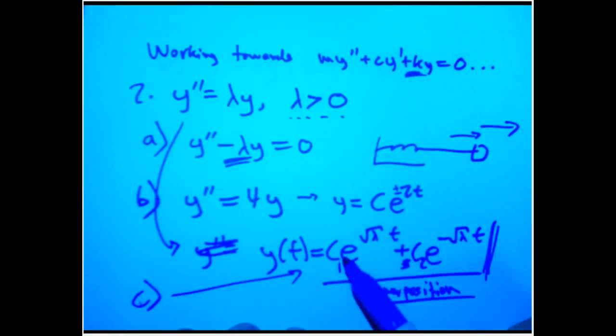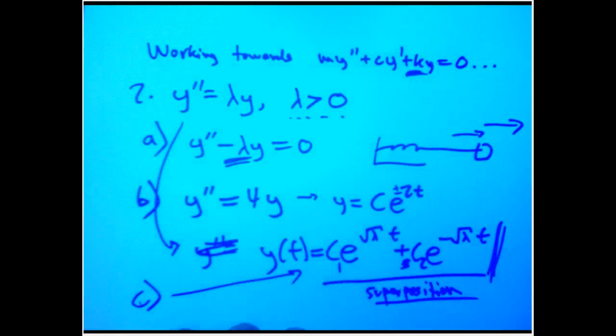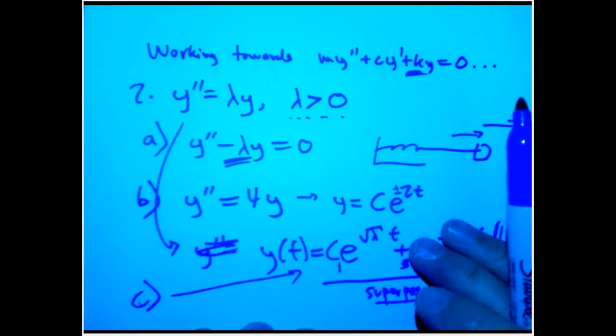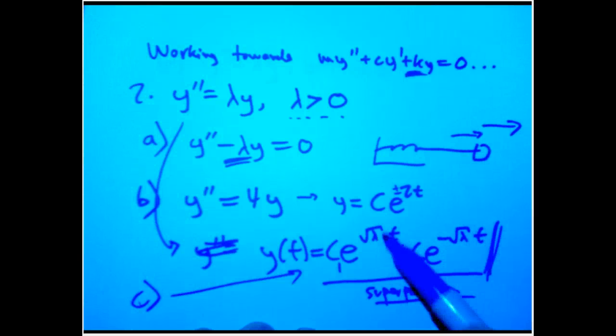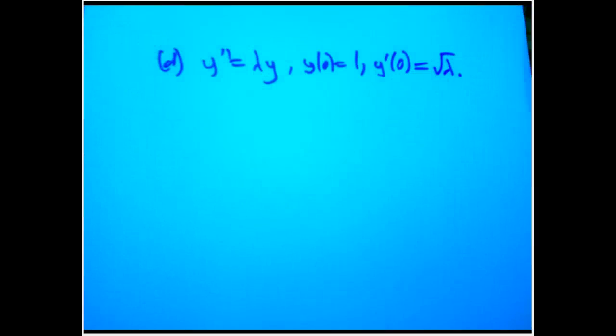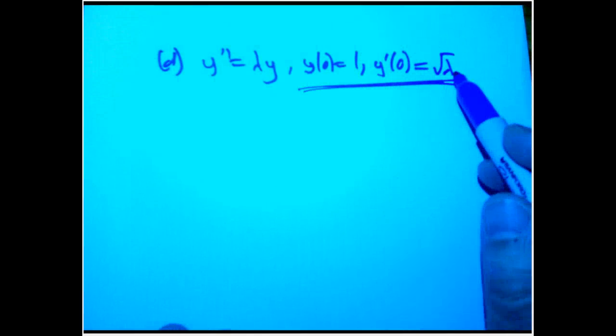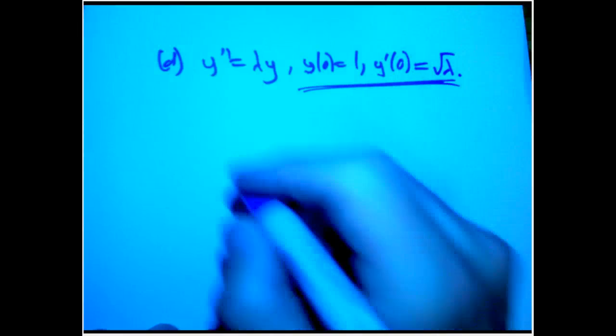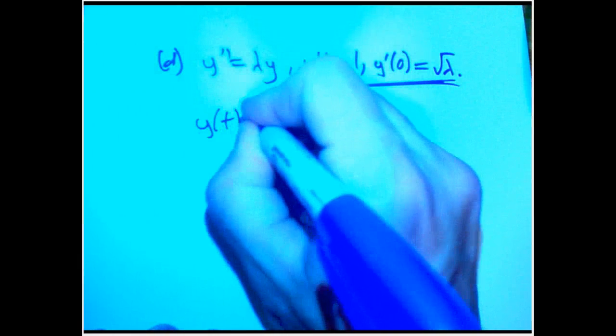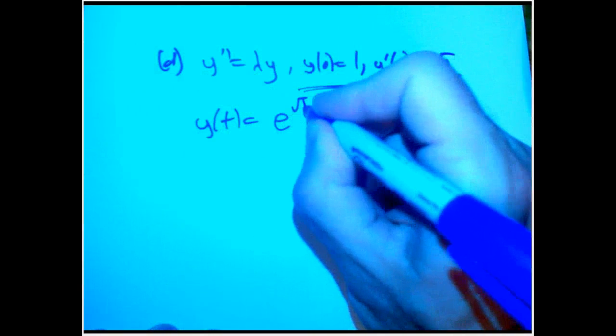If I set C1, well, make sure you pause it here. You really should do this yourselves, right? But here's the answer. It's a pretty easy answer. If you set C1 equals 1 and C2 equals 0, you're certainly going to get 1 for y of 0. And then when you take the derivative, the root lambda is going to come down, and you're going to get root lambda. Okay, so there is a particular kind of contrived initial condition where y of t is just plain e to the root lambda t.